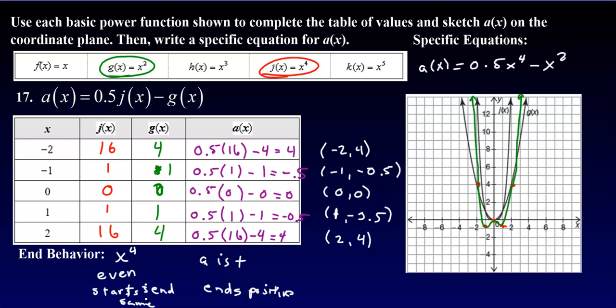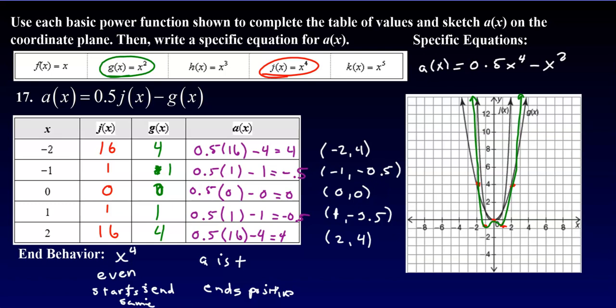Okay, so hopefully this is what you got for your answer. J of x is x to the fourth, so we get 16, 1, 0, 1, 16. G of x, like in the last problem, is x squared, so it's 4, 1, 0, 1, 4. We plug the stuff in according to the equation. We get 4, negative 0.5, 0, negative 0.5 again, and 4. And then we make ordered pairs out of both the x and the result.